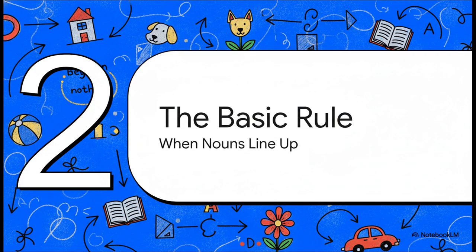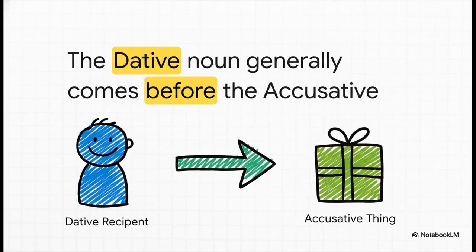Okay, let's dive right in with the most basic rule. What happens when both the recipient and the thing are just regular old nouns? This is the big one, the foundational rule. And it's actually super simple. When you're dealing with two nouns, the dative object comes before the accusative object. The recipient always comes before the thing.